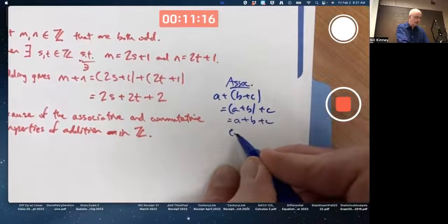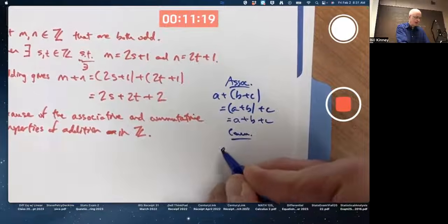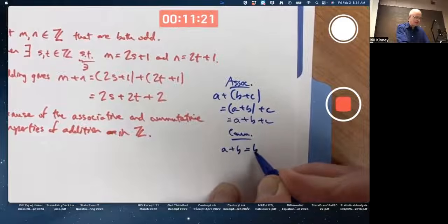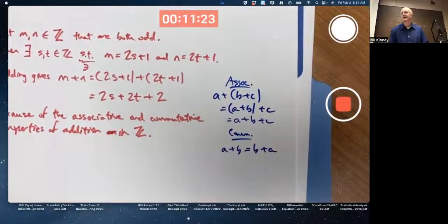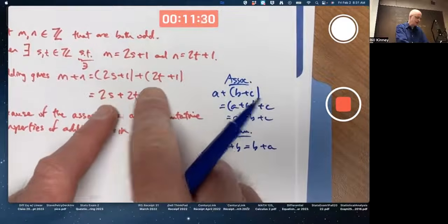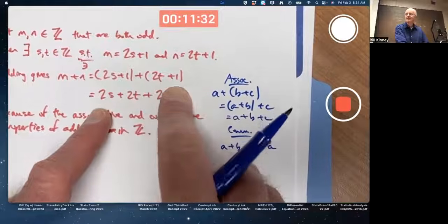The commutative property, more formally, is that A plus B equals B plus A for any integers A and B. Yeah, I did rearrange. I brought the 2t to the left and this one to the right.